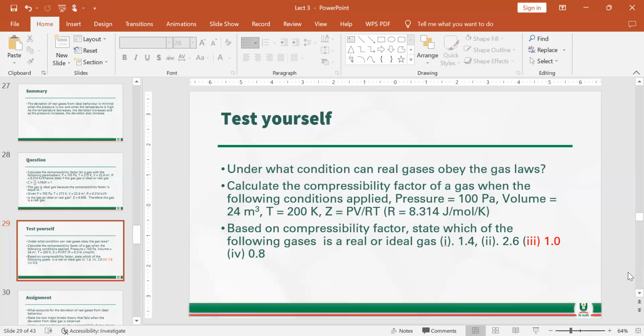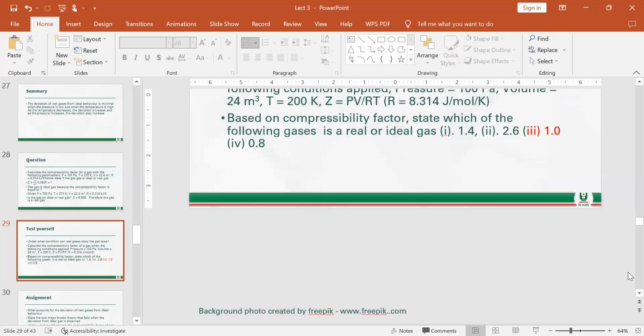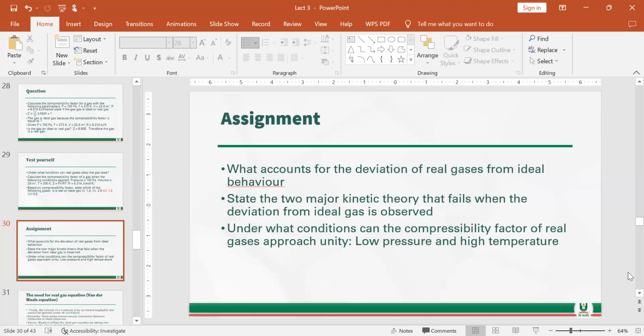Calculate the compressibility factor of the gas. We have already done that. Based on the compressibility factor, state which of the following gases is a real or ideal gas. So 1.4 is a real gas, 2.6 is a real gas, 1.0 is an ideal gas, and the other one is a real gas.